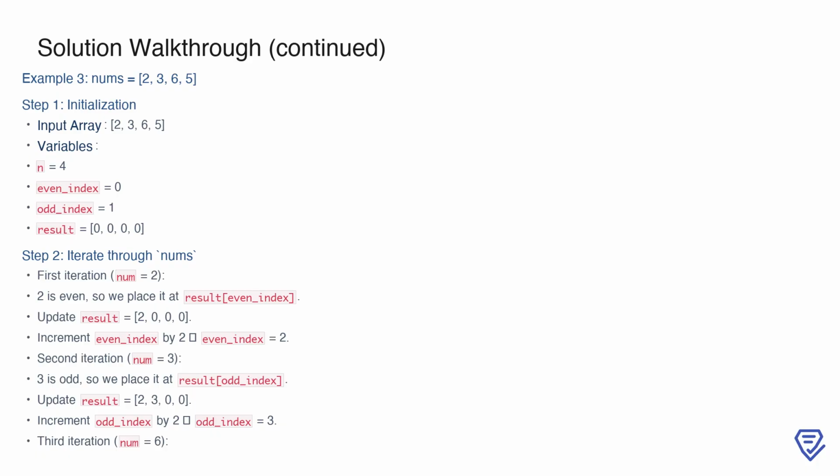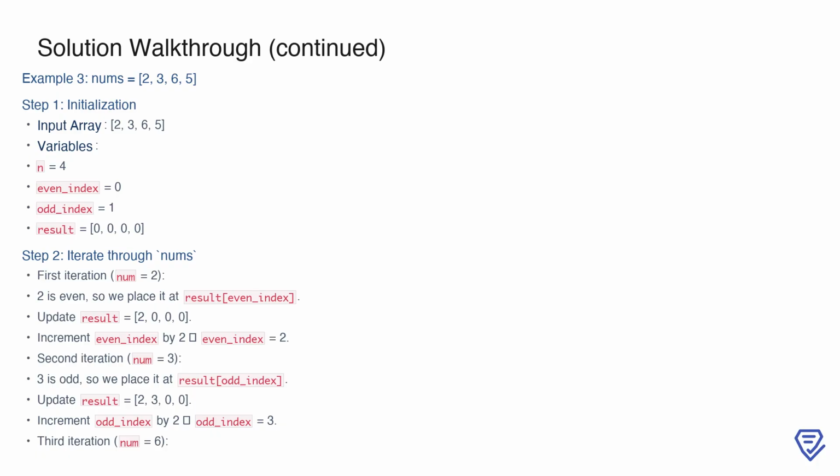For our third example, we start with nums as 2, 3, 6, 5. As before, we initialize the variables. The length, n, is 4. We set even_index to 0 and odd_index to 1, and the result array starts as 0, 0, 0, 0. Now, we process each number in nums. The first number is 2, which is even since 2 % 2 equals 0. We place 2 at result[even_index], which is position 0, updating the result array to 2, 0, 0, 0. We then increment even_index by 2, so it becomes 2. The next number is 3.